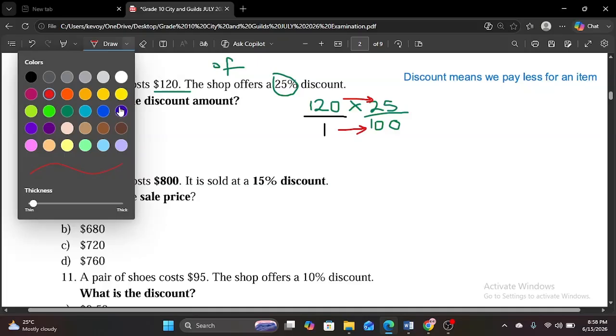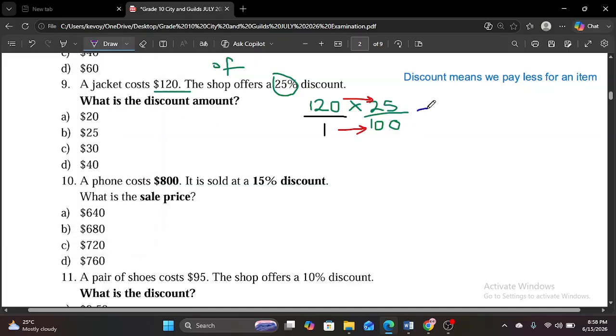So we should get our answer as, that's going to be 25 times 120. So we can multiply right there. That's going to be 120 times 25. That's 3,000. So that's going to be 3,000. And we put that all over 1 times 100. That's going to be 100 right there.